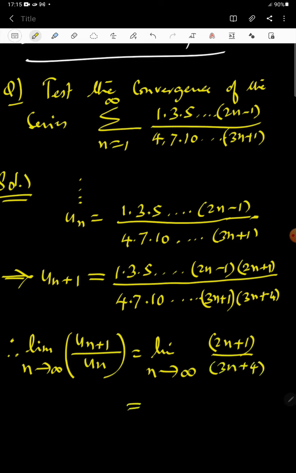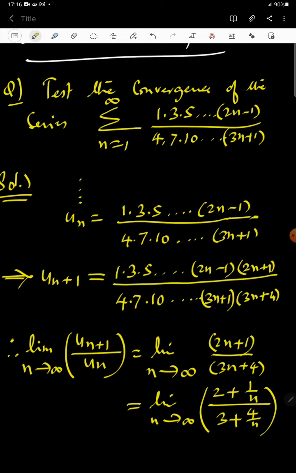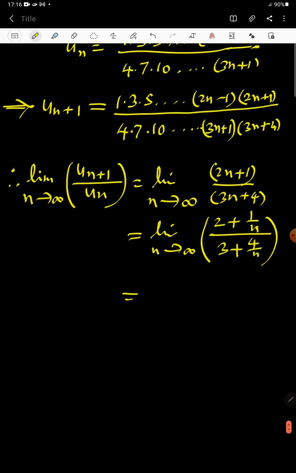Now to find the limit, we cannot substitute infinity here. We need to divide by n. So limit n tends to infinity, this will be 2 plus 1 by n divided by 3 plus 4 by n. And when you take the limit of the numerator and denominator separately, it will be 2 plus 0 divided by 3 plus 0, that is equal to 2 by 3. This value is important and it is less than 1.